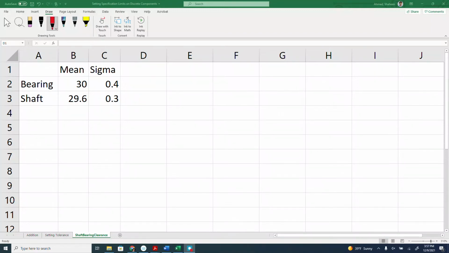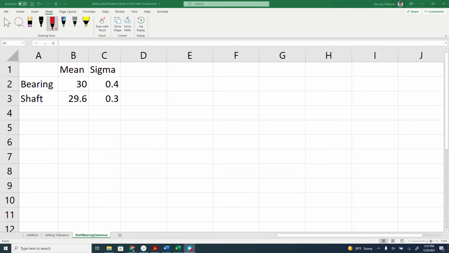Tolerance or specification setting for shaft and bearing, finding the appropriate clearances or whether it's going to meet a certain clearance, and that's what you're going to see in this video. And it's not just shaft and bearing; there are numerous examples like nuts and bolts. There is always a part that fits one inside the other.